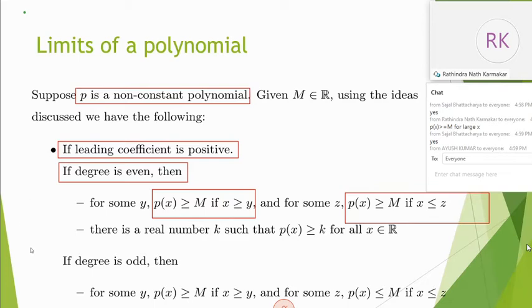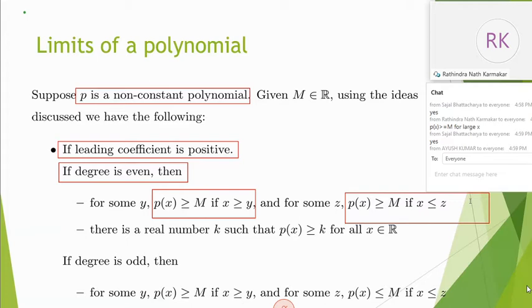Let's take an example, to enhance our intuition. Let us take p of x equal to x square. This satisfies the condition: the leading coefficient is 1, which is positive, and the degree is even. Suppose we want to exceed m, where m is equal to say 1.